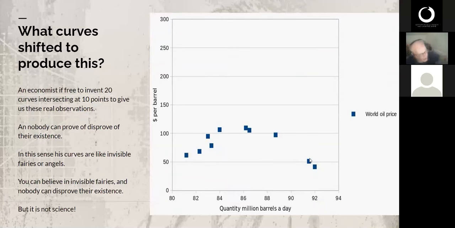If you look at the actual data I started off with, what curves and shifts of them must have produced this? Any economist can, if he wants, draw 20 curves which intersect at these 10 points to give us the real observations. And no one can disprove these hypothetical curves. But the curves are like fairies or angels. People can assert that everyone has a guardian angel, but they're invisible, so no one can see them. And no one can disprove that you have a guardian angel. But none of that is science.